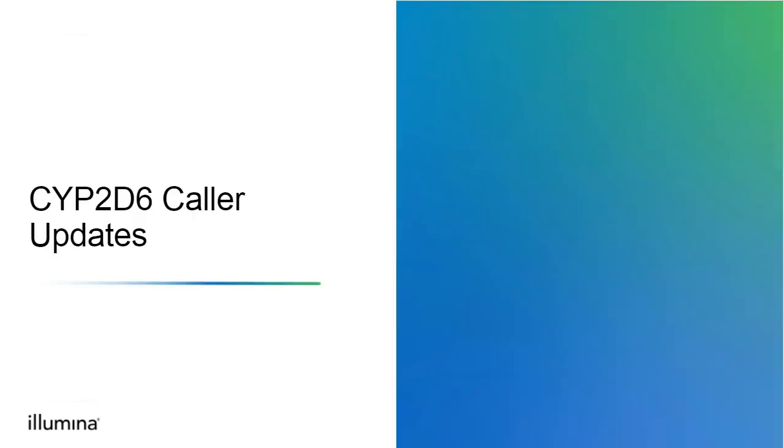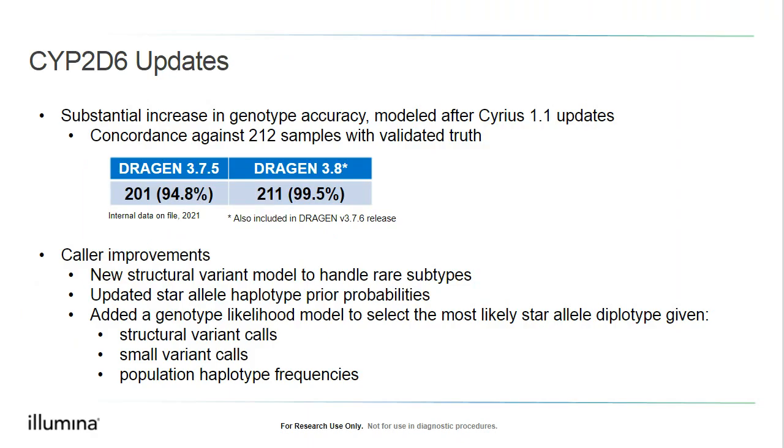A quick update on the CYP2D6 caller. On the CYP2D6 side, if you remember, we had introduced the CYP2D6 caller in 3.7. The 3.7 caller was based on a Sirius tool that is developed by Illumina's algorithm team, and it was on the 1.0 version of the Sirius caller. The Sirius caller has been updated to 1.1, so we are now bringing in that capability into DRAGEN.